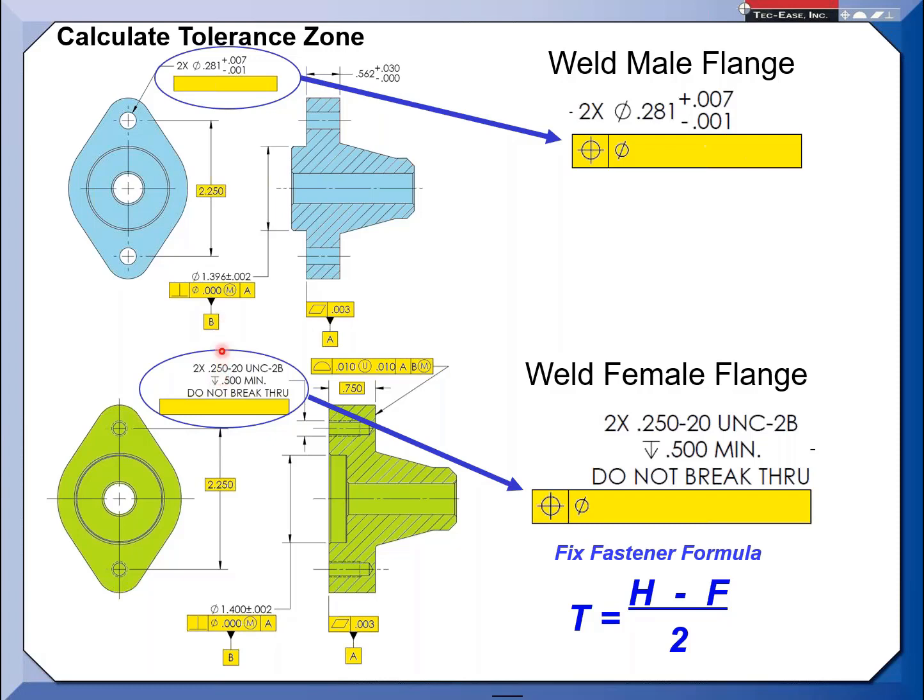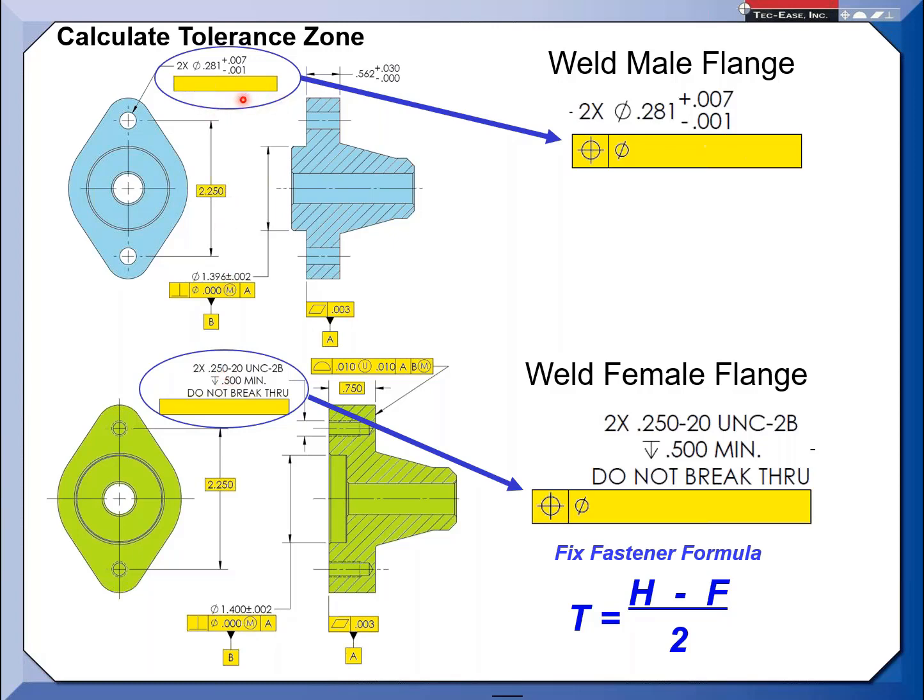Now in this case, this 250 is a nominal value. Kind of think of it as a placeholder. Now what controls the tolerance on that? It's the class fit over here, 2B. But remember I told you just use nominal values when it comes to the fastener.